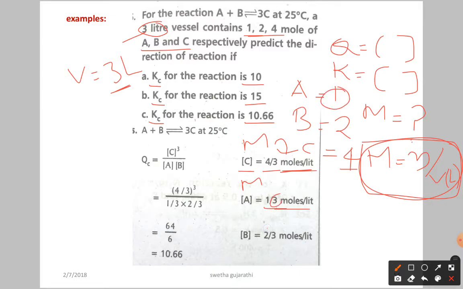Okay, next, molarity of B means what? N by V. Here we have 2 moles, and the volume of the vessel is 3 liters. Now this is the molar concentration, it is ready. Now you have to write the expression.